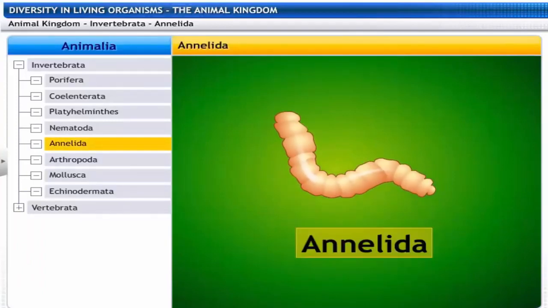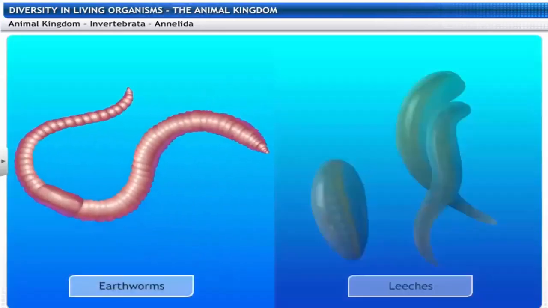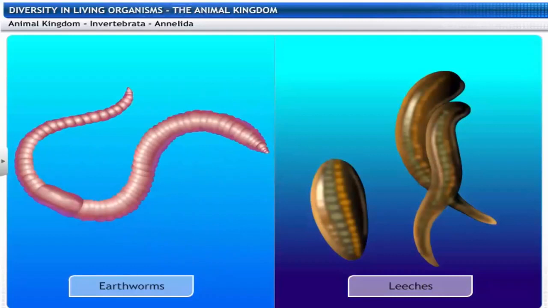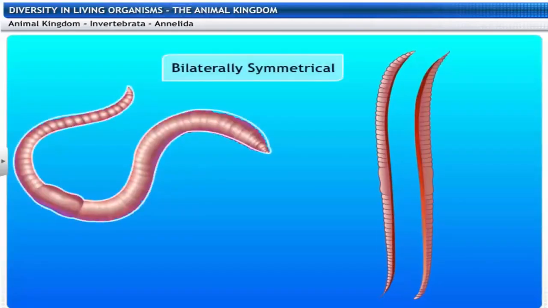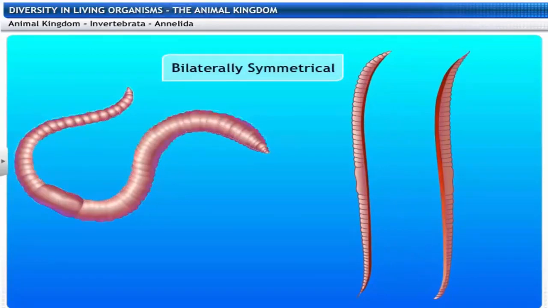Annelida get their name from the Latin word annulus, which means little ring. The phylum Annelida includes earthworms and leeches. Annelida are found in a variety of habitats: freshwater, saltwater, as well as on land. Their bodies are bilaterally symmetrical.